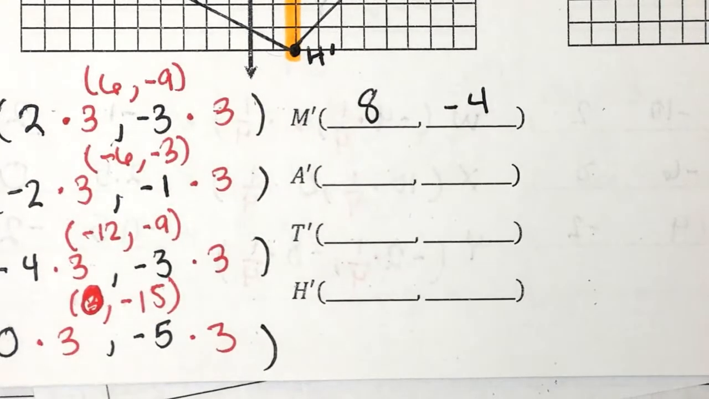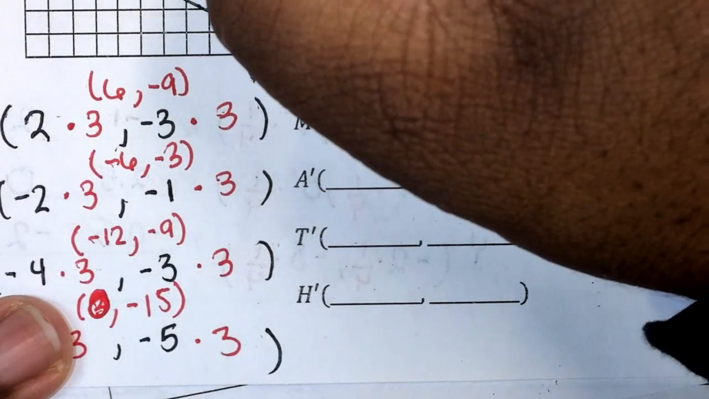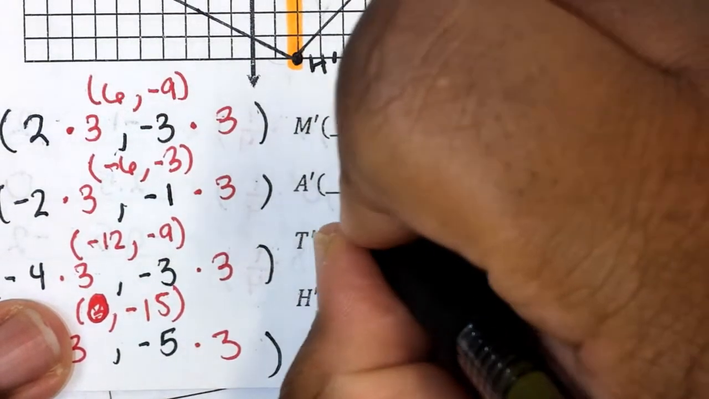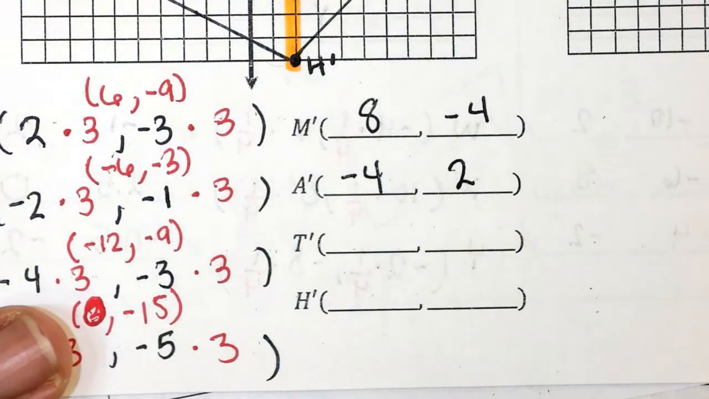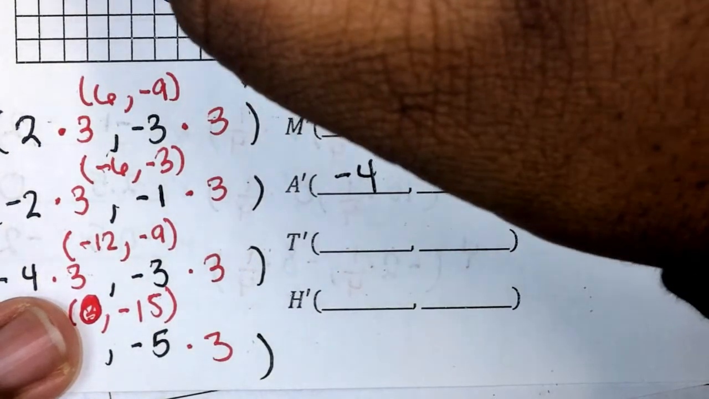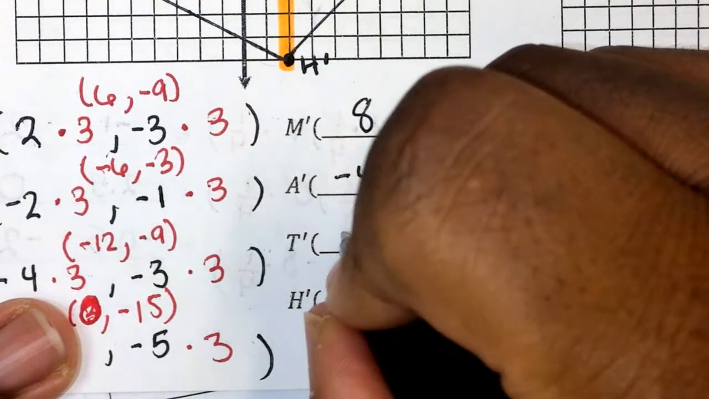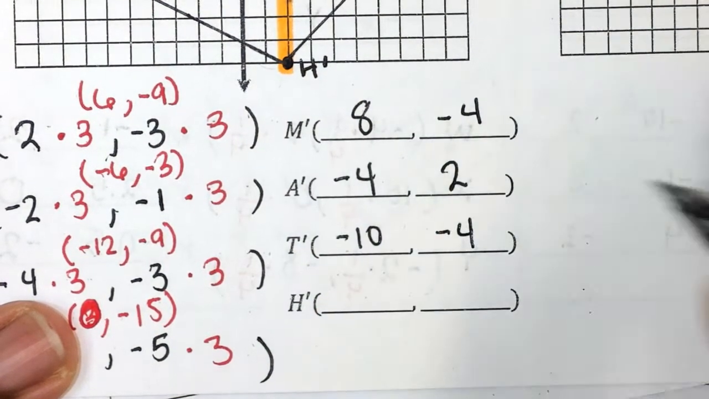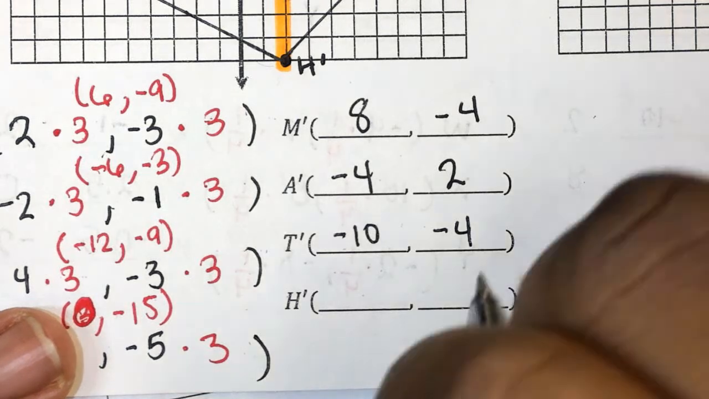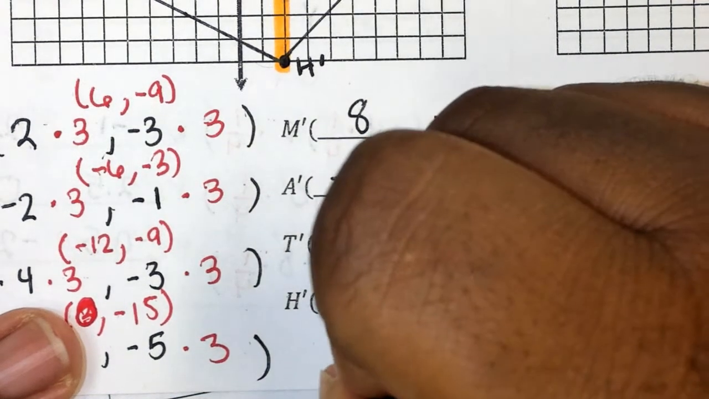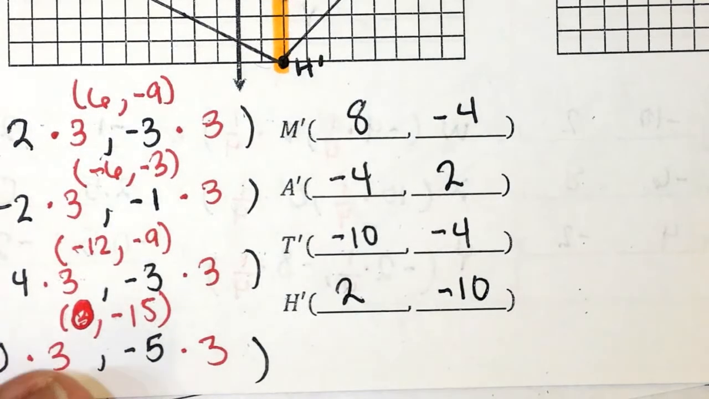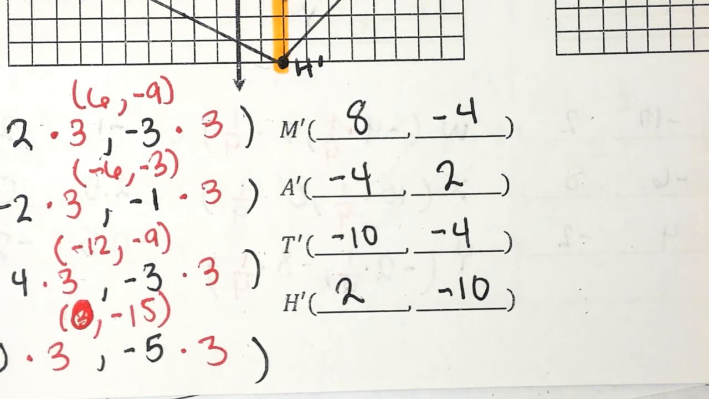I could just show you down here. A is going to be at negative 4, positive 2. T is going to be at negative 10, negative 4. And H is going to be at 2, negative 10. That is doing a dilation from a point not about the origin.